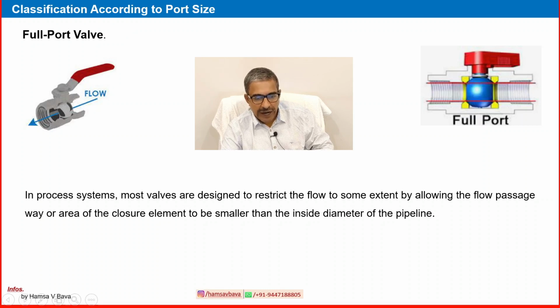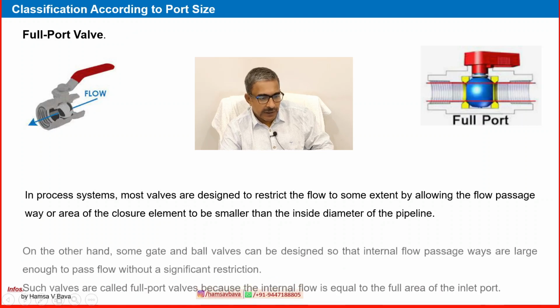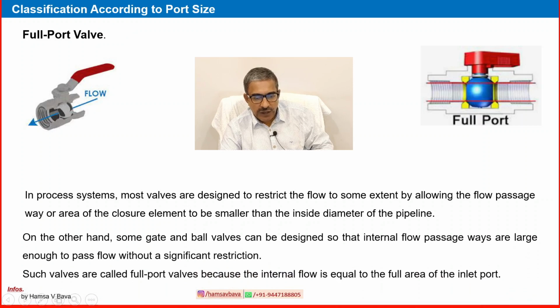Closer element to be smaller than the inside diameter, but here it is not like that. It is equal in diameter to the flow path. On the other hand, some gate and ball valves can be designed so that internal flow passageways are large enough to pass flow without significant restriction. In this case, it is full path, no significant restriction. Such valves are called full port valves because the internal flow area equals the full area of the internal port.